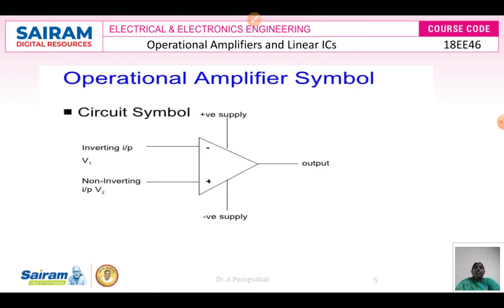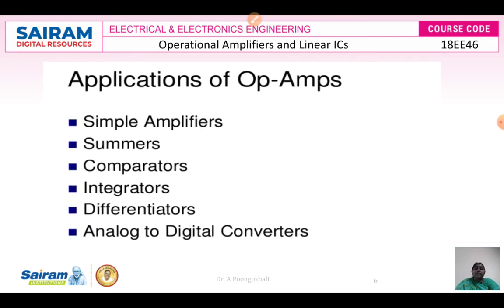Next, this is a symbol of your operational amplifier. In the symbol of your operational amplifier, we are going to have two inputs. One input is going to be an inverting input and the other input can be a non-inverting input there. And your output is going to be pin number 6. Pin number 4 is going to be a negative supply, and pin number 7 is going to be your positive supply there. So this is the symbol of your operational amplifier.